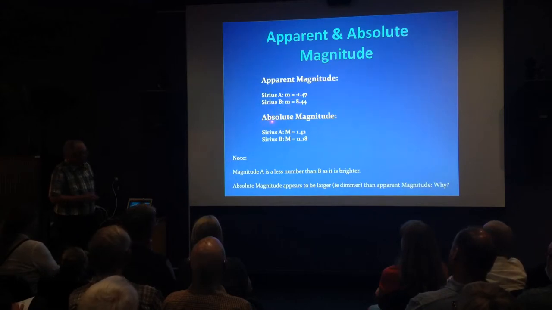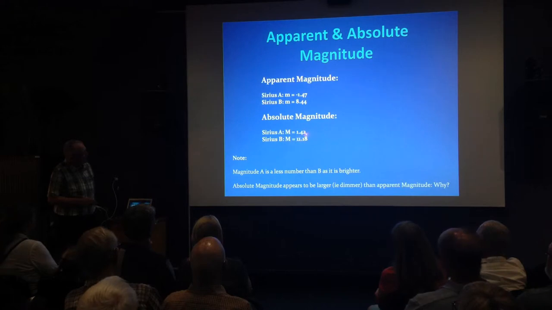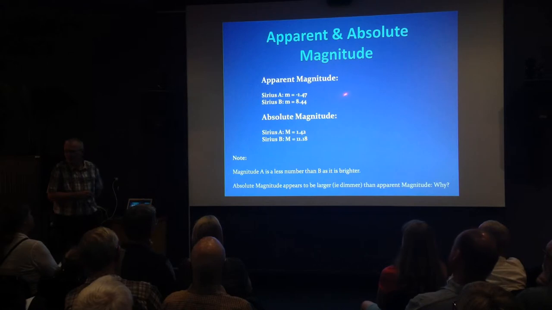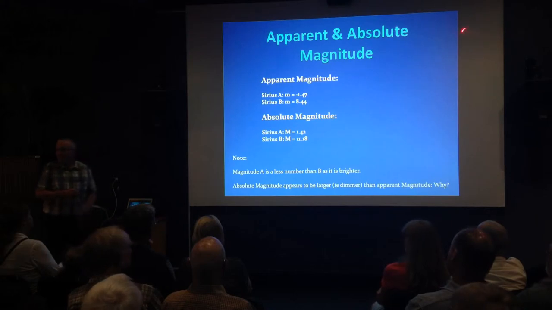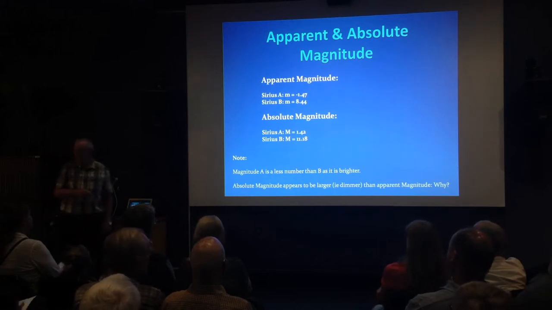The absolute magnitude, Sirius A is 1.42 and B is 11.18. Well, for starters, that makes sense. This number is the more faint one, it's bigger. But then part of the intuition says, well, hang on a minute. According to this, the absolute magnitude is weaker than the apparent. What does that tell you? What does that imply about the distance? It's under the 3.26. Correct, under that 10 parsecs.